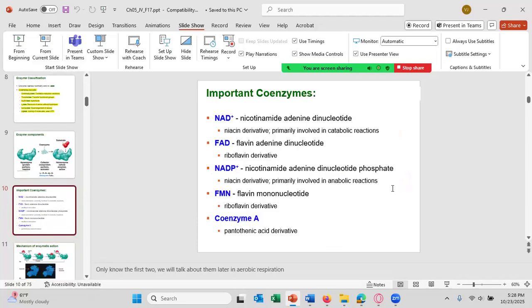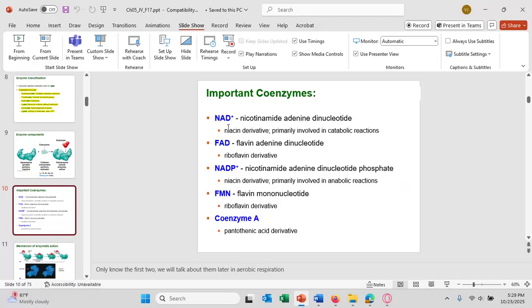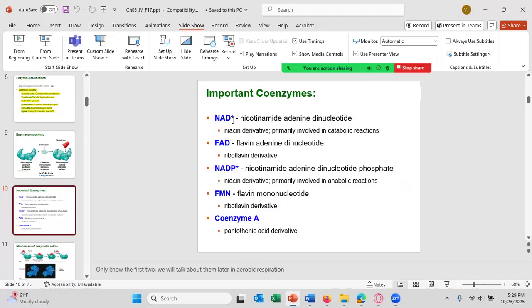Here are some important coenzymes. You only need to know the first three. NAD+, also called nicotinamide adenine dinucleotide, which probably doesn't mean any more to you than NAD+. It's a niacin derivative, primarily involved in catabolic reactions. And we're going to talk about NAD+ in aerobic respiration. That's why I'm requiring you to know NAD+ is a coenzyme. It's important in the biochemical reactions of aerobic respiration.